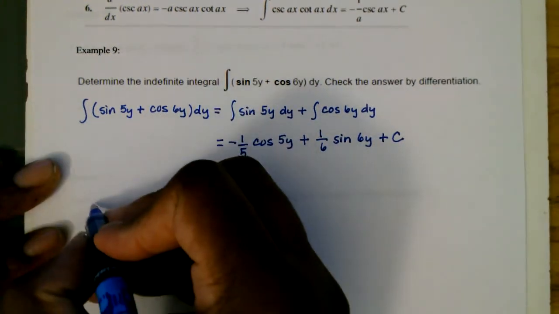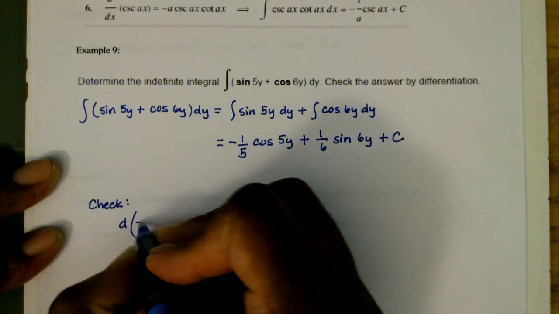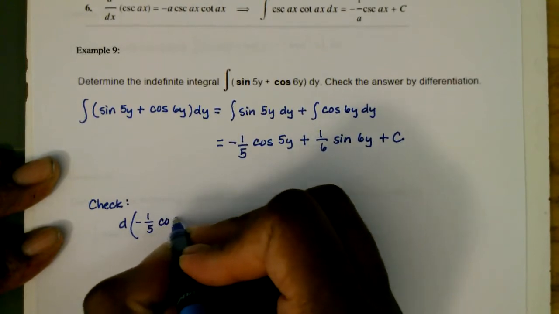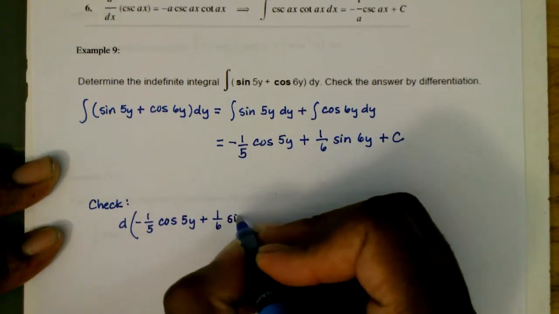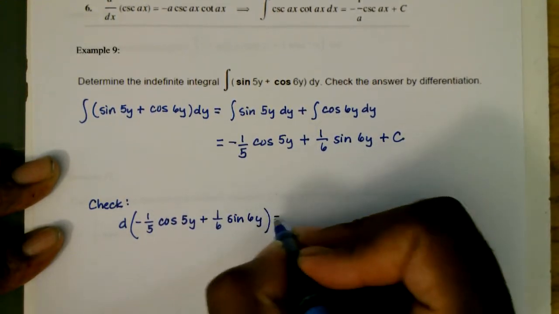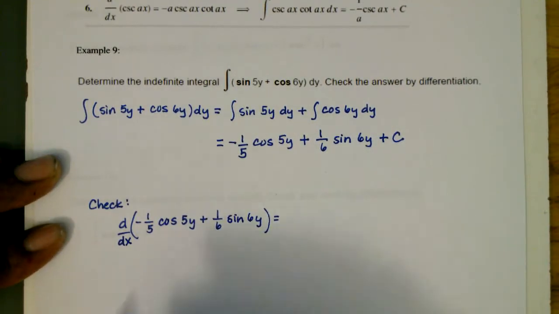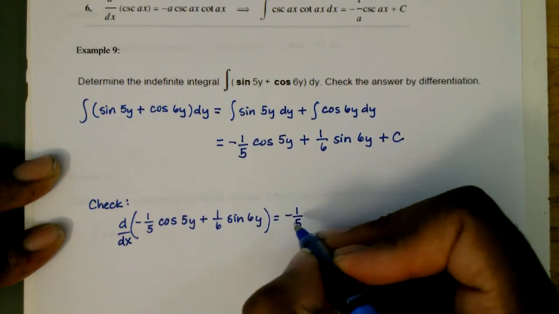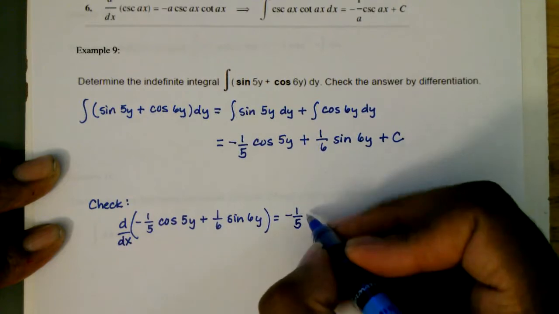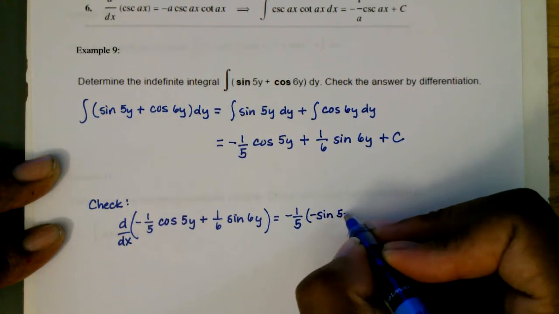Now to do the check, I'll take the derivative of negative 1/5 cosine of 5y plus 1/6 sine 6y. And of course, I have to apply the chain rule on each one of these. And this is the derivative with respect to x. So the derivative of negative 1/5 cosine of 5y will be this, bringing negative 1/5 over. The derivative of the cosine is negative sine, so it'll be negative sine of 5y.